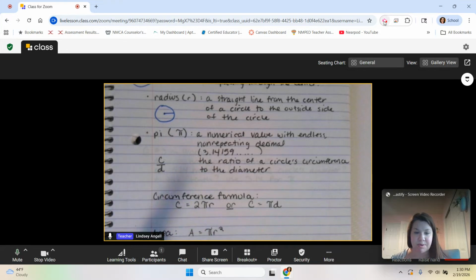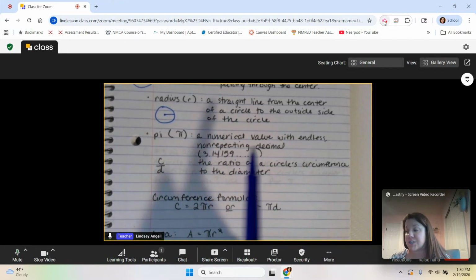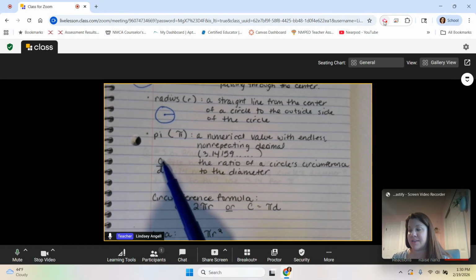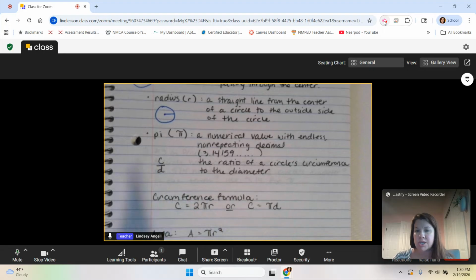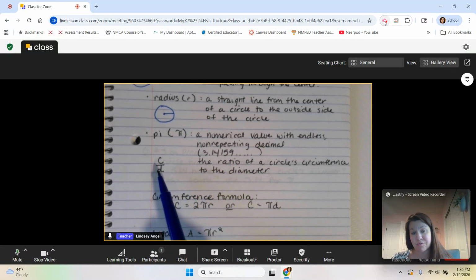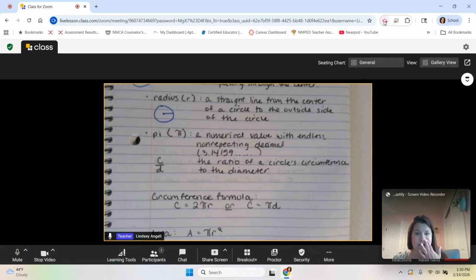The relationship, and I'm sorry, I'm getting all tongue-tied. The relationship and how we find pi is we take the circumference of a circle and we divide it by the diameter. So that's what it's saying, the ratio of a circle's circumference to the diameter. Right now I have it written as a fraction, which is also a division problem. Okay, which is also a ratio, right? The comparison of two numbers. So it's the circumference divided by the diameter. That's how we find it.